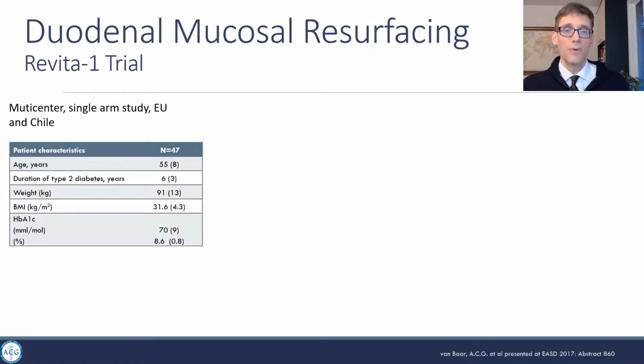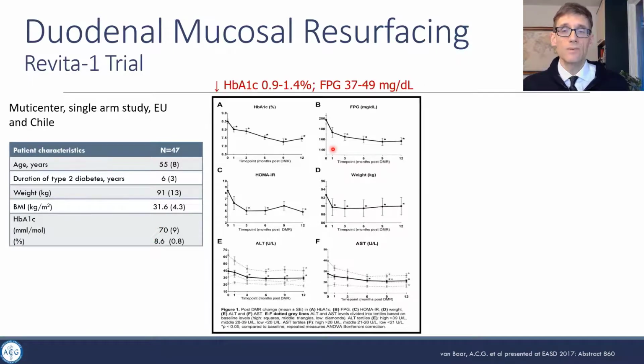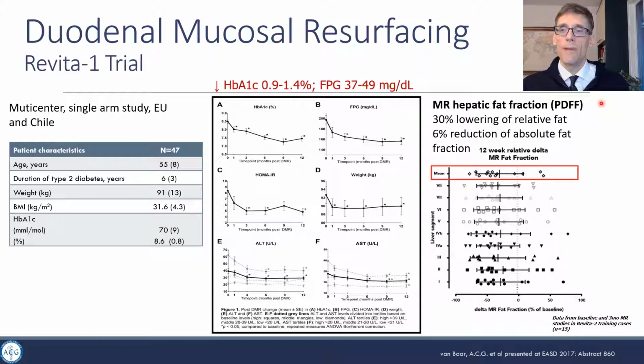They followed this up with a multi-center open label study, including several sites in Europe, and the patients had similar baseline characteristics with a BMI of 31.6 and HbA1c of 8.6. Outcomes were very similar: improvement in HbA1c, HOMA-IR, liver tests. What was new here, though, was that the MR hepatic fat fraction found improvement, a 30% lowering of relative fat and a 6% reduction in absolute fat. So very interesting findings there.